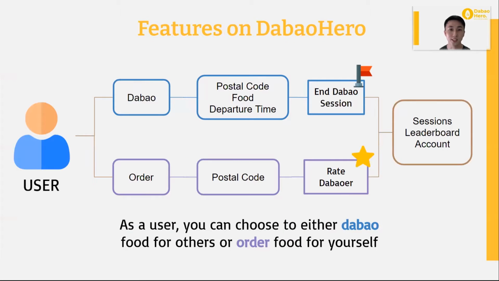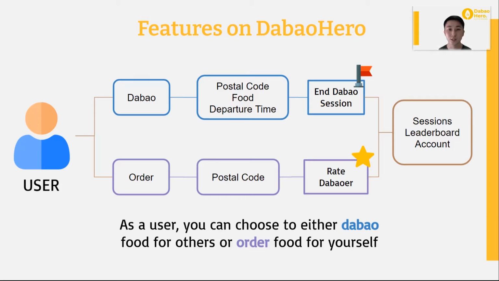Moving on to our features, we have two main functions, Tapao and Order, for users to choose from, along with supporting features such as sessions, leaderboard, and account overview. For users choosing the Tapao option to help others deliver their food, they will first create a session by entering their postal code, the food that they are buying, and the departure time, which is the cut-off time for orders to be collated by. After being matched with leechers based on proximity, they will communicate order details through the session chat and end the session once that's done.